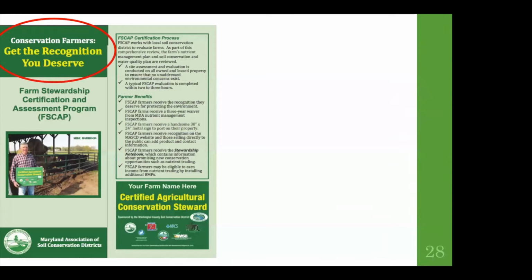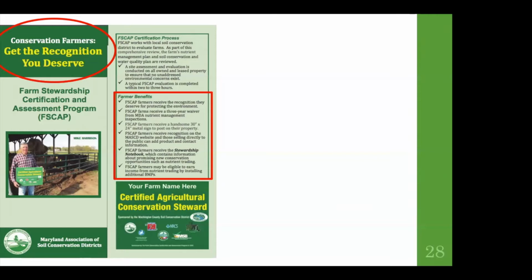But why do we need more research and kind of targeted research to really tease out why people are participating? Well, I know you probably can't read this, but let's take a look at some of the benefits that you're going to get as a farmer. You do get recognized. It says a handsome metal sign for your farm, right? Receive recognition on the website. But also there's this one up here. You get a 3-year waiver from MDA nutrient management inspection.